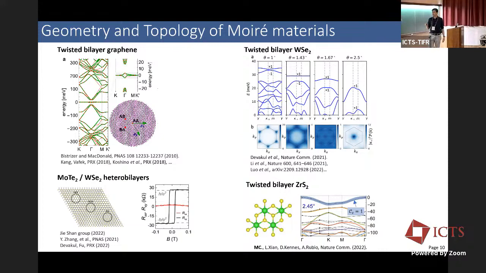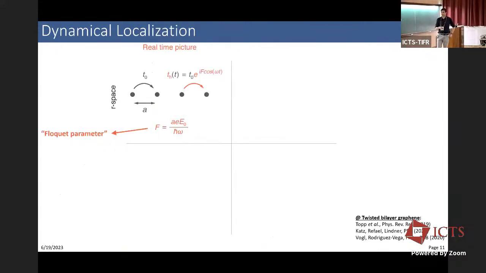I won't get into too much detail on this. We'll focus mainly on twisted bilayer graphene, but these considerations are in principle valid for any Moire material which will not be able to form perfectly well localized Wannier functions for its low energy bands. Now, why are Moire materials interesting for periodic driving in the context of this conference?